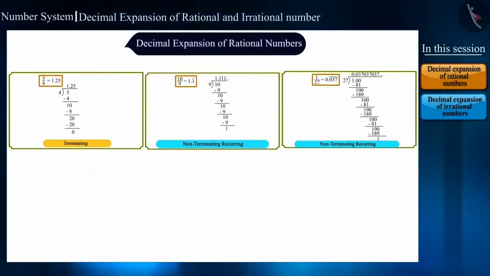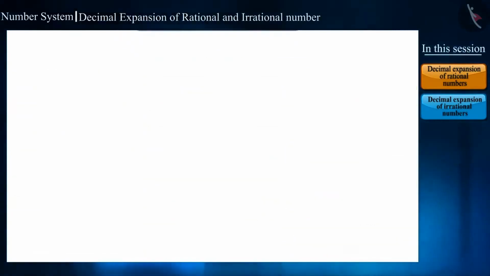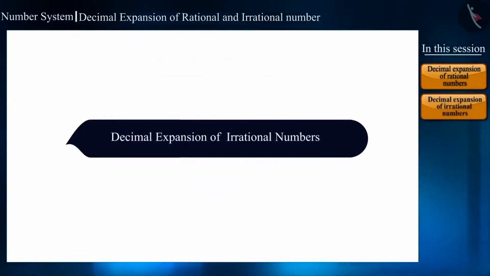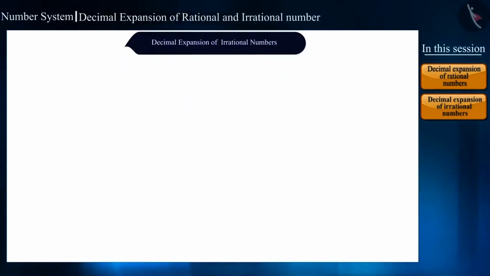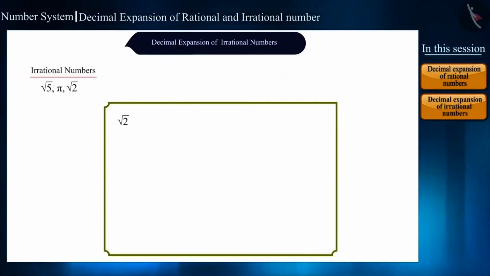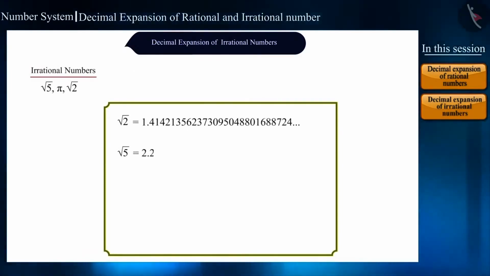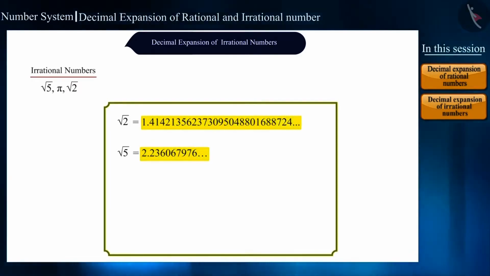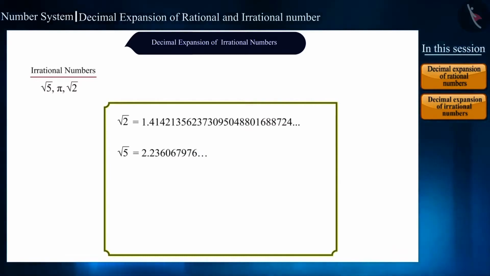Friends, so far we have seen the decimal expansion of rational numbers. Can we write irrational numbers also like this? Let's see. The decimal expansion of root 2 and root 5 is as follows. If you look at them carefully, the numbers are neither being repeated here nor are they ending. Likewise, we can find many irrational numbers and write their decimal expansion.